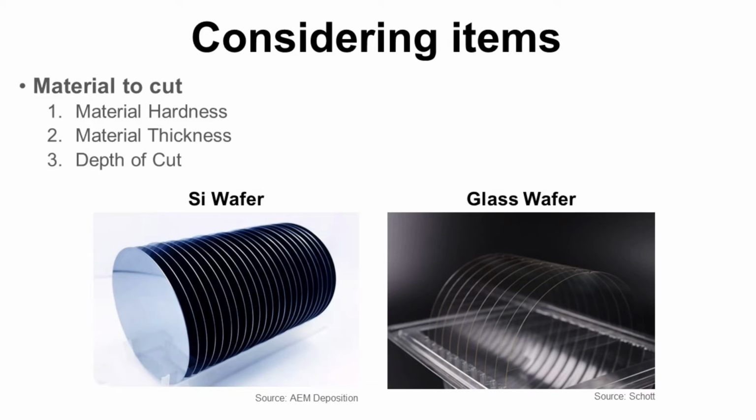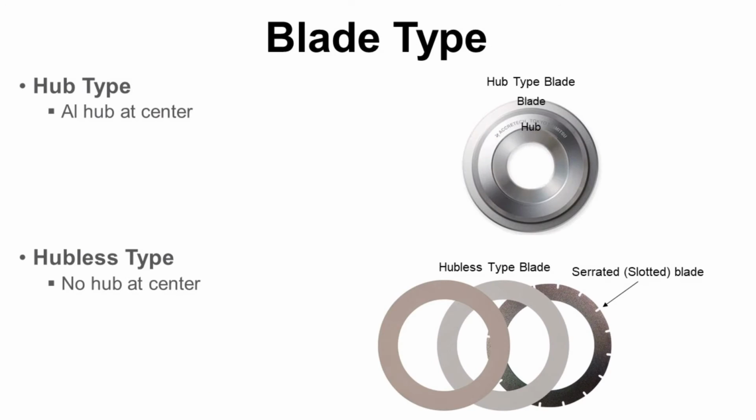First, let's take a look about blade type. There are two major blade types, hub type and hubless type. Hub type blade has hub at the center and typically it is aluminum. It is used for applications which require minimum blade vibration. It is easier to handle by operator and has simple dressing.